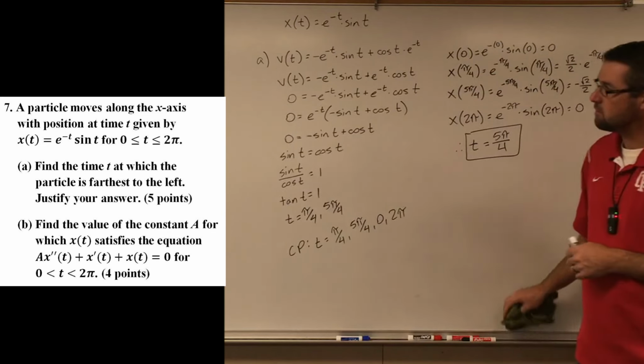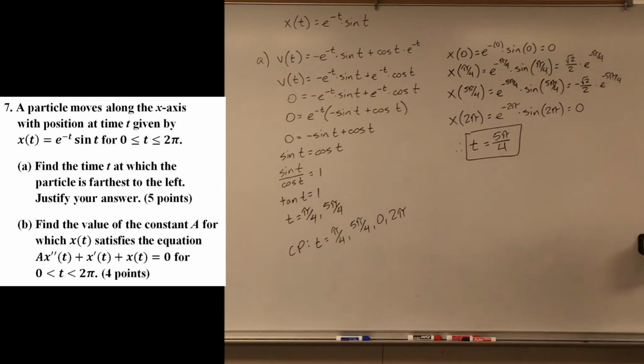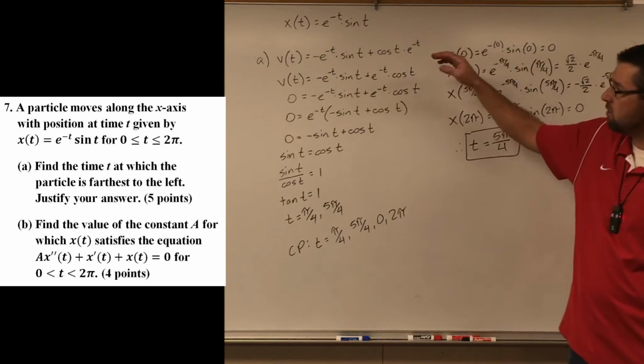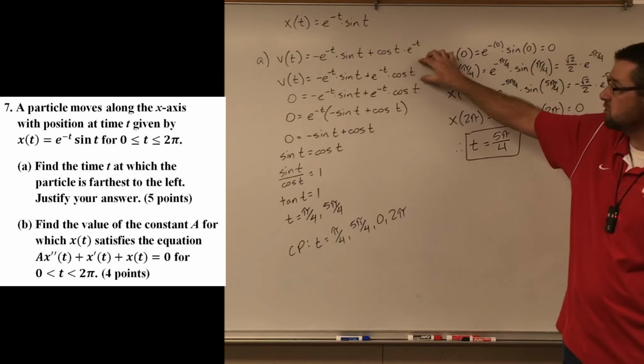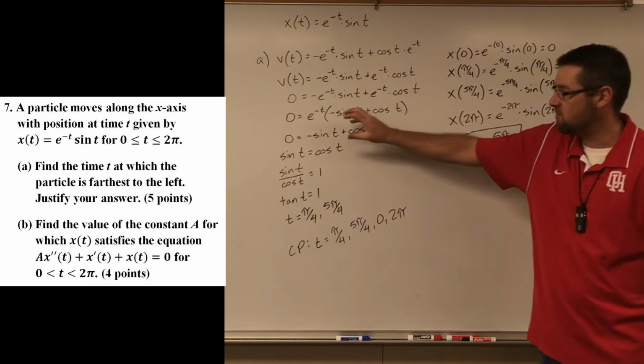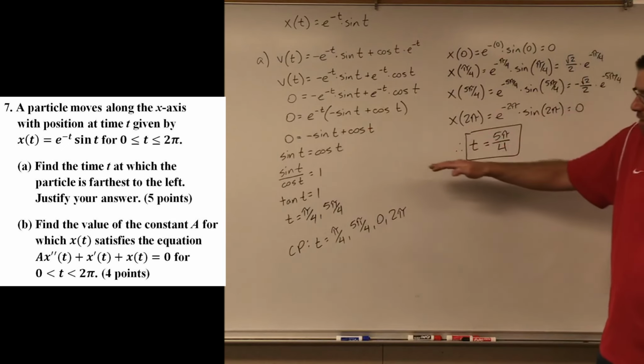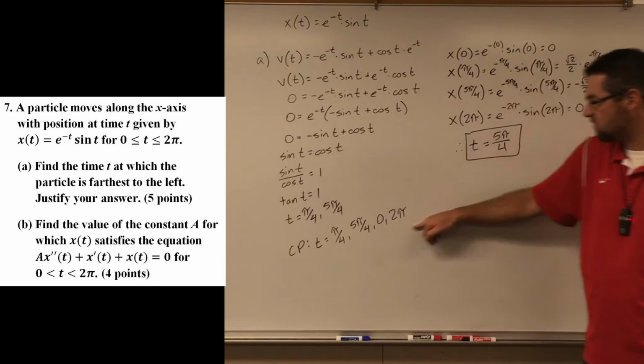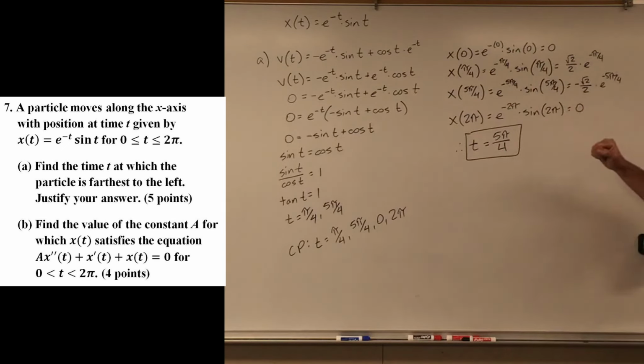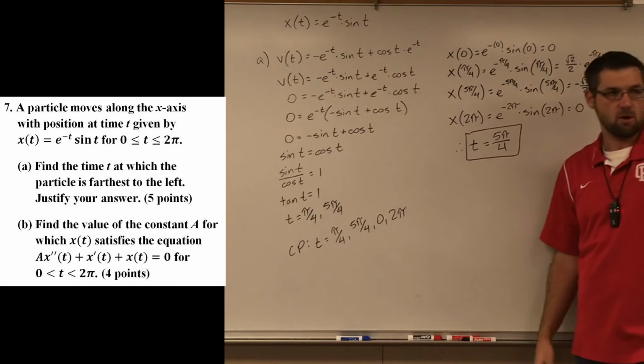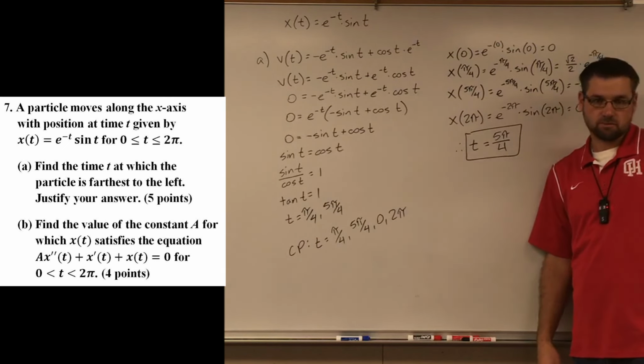Okay. That's that. As far as points, there are 5 points. You're going to get 1 point for getting v of t, the function. You're going to get 1 point for setting v of t equal to 0. You're going to get 1 point for identifying all your critical points, 1 point for evaluating all your critical points, and then 1 point for the final answer. You guys okay with that?